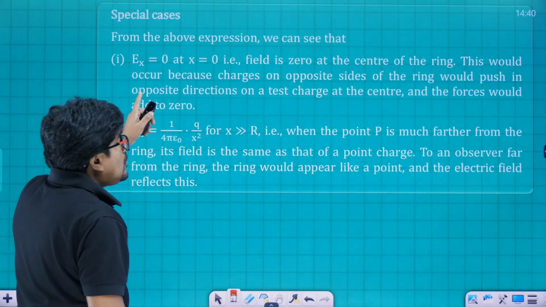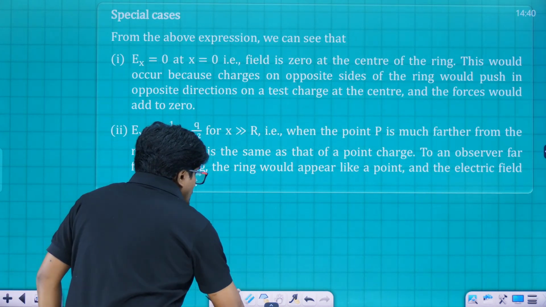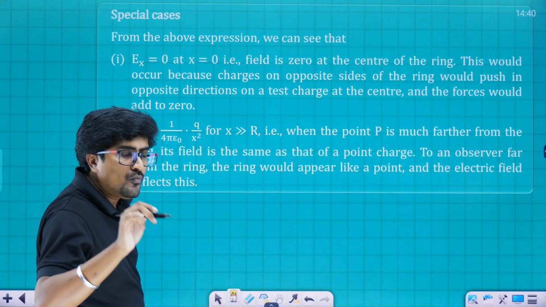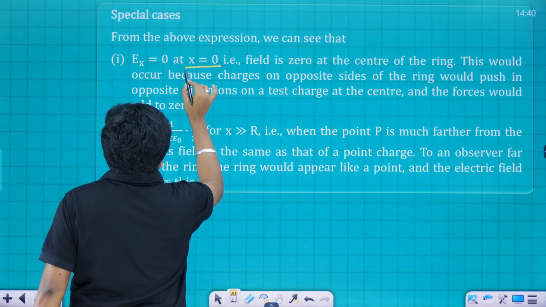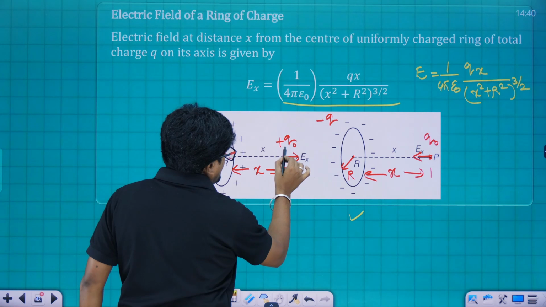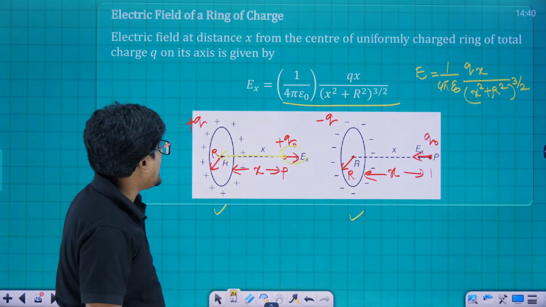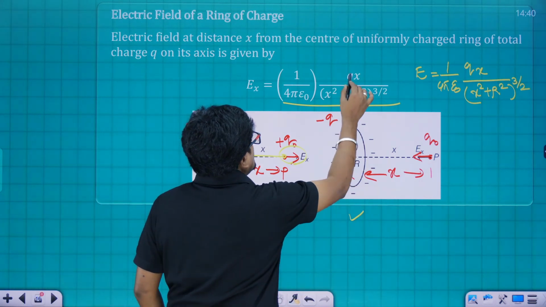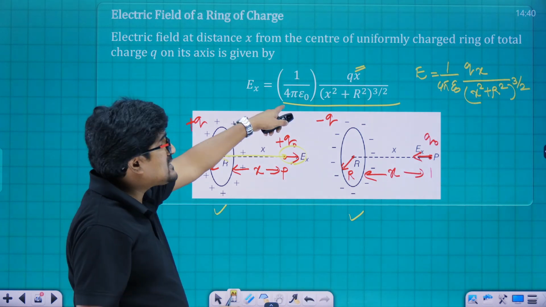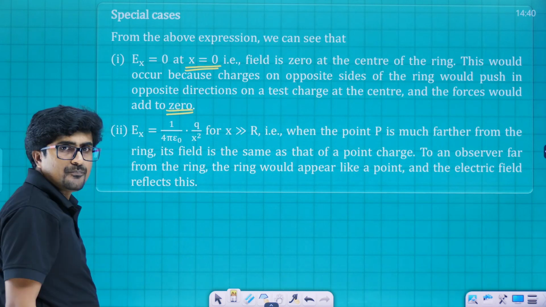All right, now come a few special cases associated with the electric field due to a charged ring. Special case number 1: what if x equal to 0? What if x equal to 0, which means this particular point P is shifted towards the center in both cases? In that case, definitely the value of x is going to be 0. And if the value of x is 0 in this given case, you can conclude the electric field is also going to be 0.